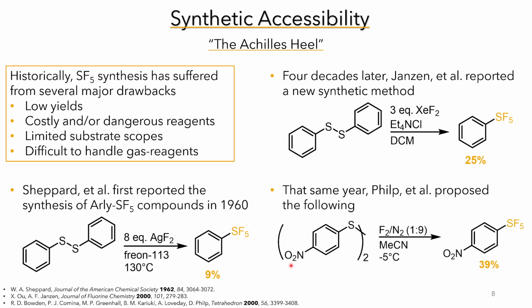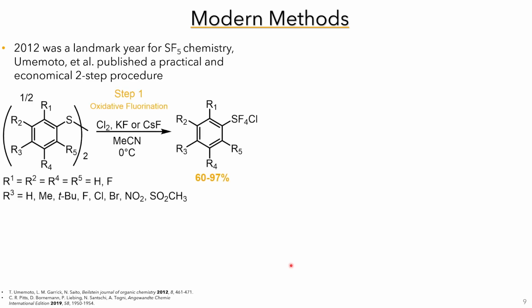So things were looking pretty grim until the last decade, 2012, which was a landmark year for SF5 chemistry. The Nikonov group published a practical and economical 2-step procedure. Now, this really did change the game for SF5 chemistry. The first step in this 2-step procedure was an oxidative fluorination step. Again, we're sticking with the diaryl disulfides. However, as you can see, a large increase in the tolerance for various substituents was reported. However, this did use chlorine gas.